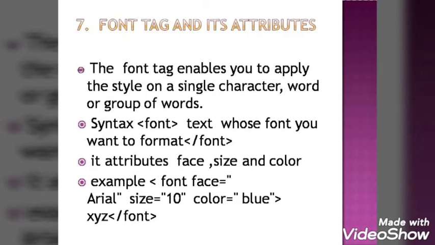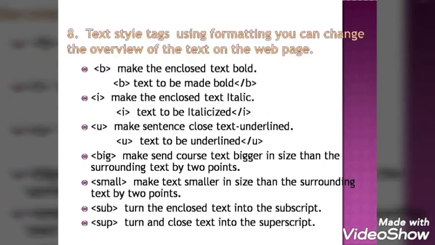Okay, now here more is given, like I told you, formatting with the text. If we want it to be bold, we use just B in brackets, as you can see, for bold. For making it italic, a little bit slanting, we use I in brackets. U is for underline, big is for increasing the size, small is for decreasing the size, and the last two are subscript and superscript. If you don't know, let me tell you about subscript.